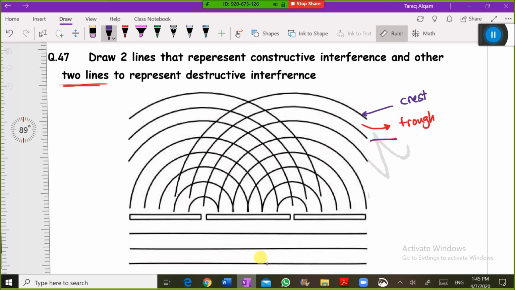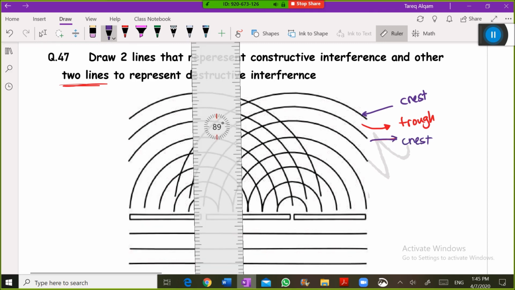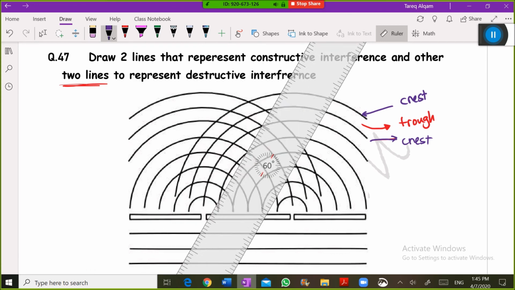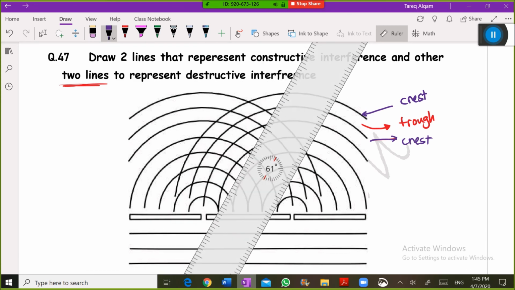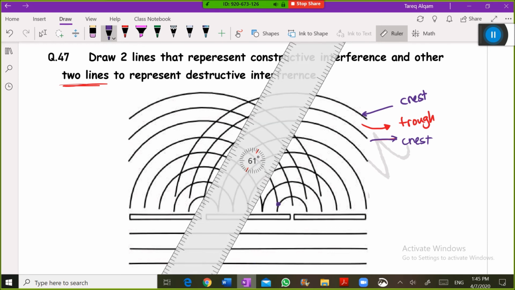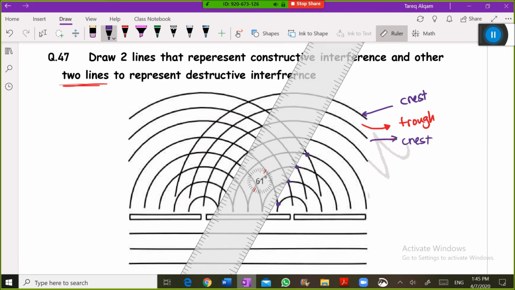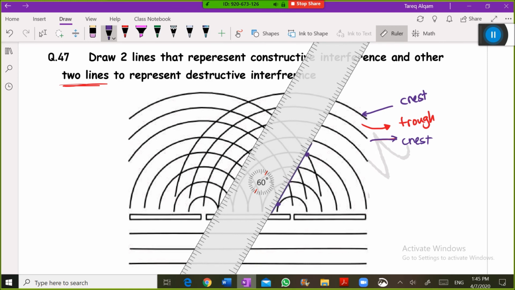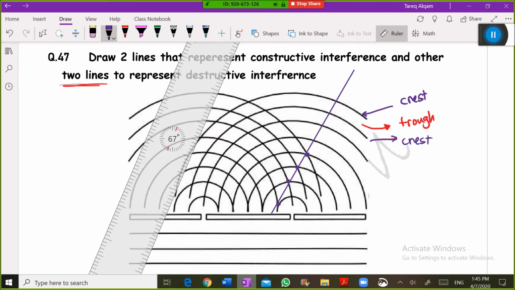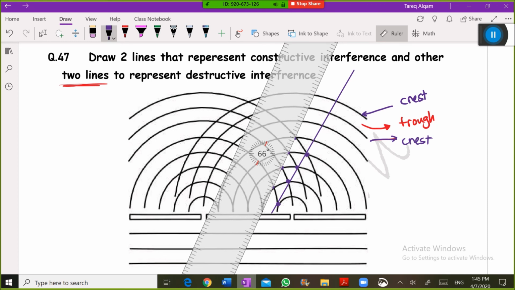Any question about that? So in order to find the region where constructive interference takes place, look at the intersection of crests. Right? The intersection of what? Of crests. So this is the point where there is constructive interference. These points also have constructive interference, where the crests meet. Look at these points.